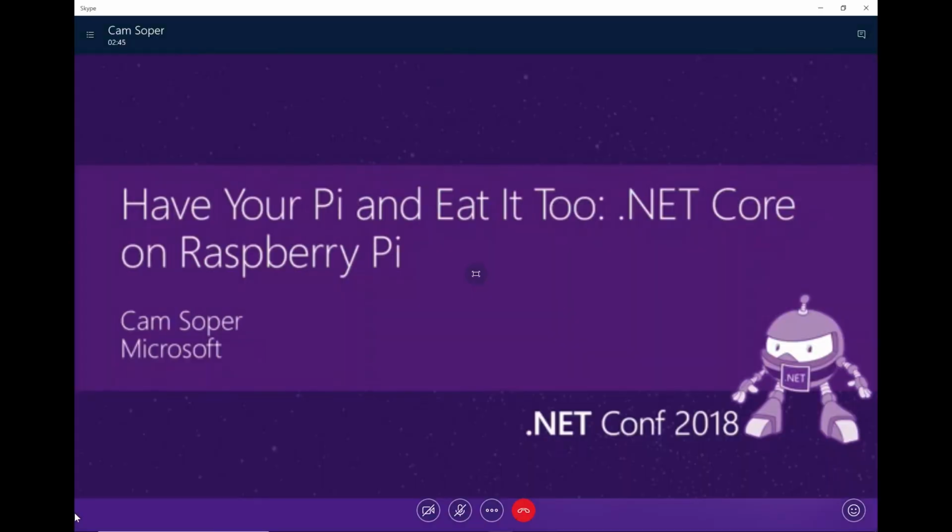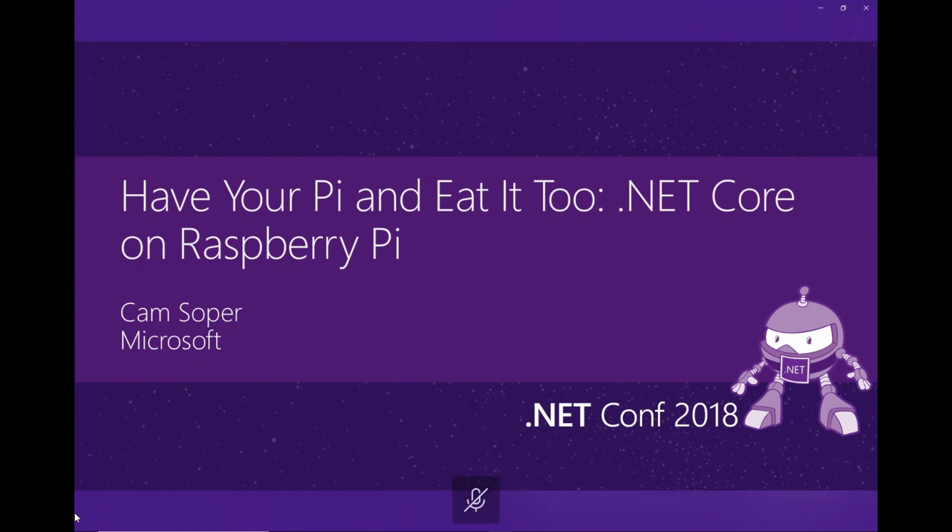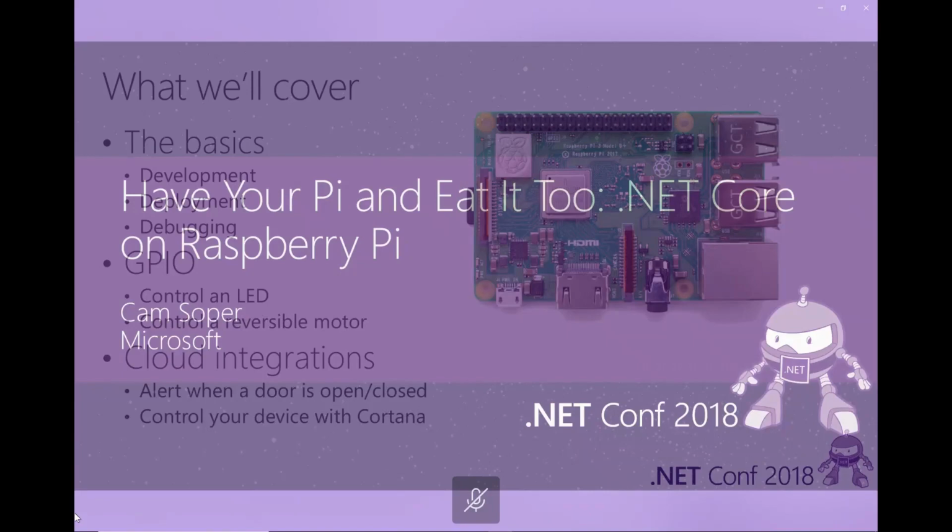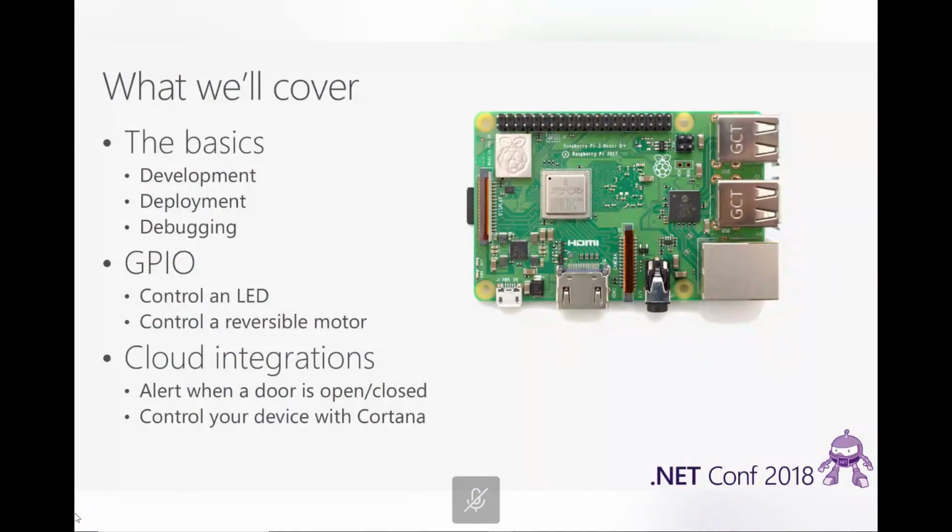So what we're going to cover in this talk, let me share this. Where's my display? There we go. We're going to talk about the basics. Where's my slide? There it is. So we're going to talk about developing, deploying, and debugging .NET Core code on the Raspberry Pi. There's a lot less that goes into it than you would think. This is actually going to seem kind of 100 level stuff.